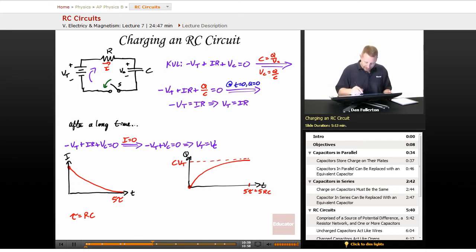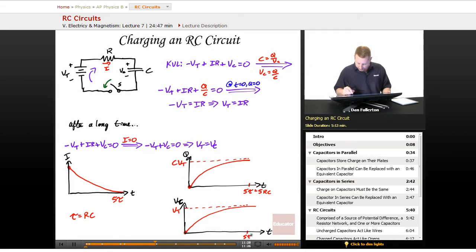And let's also look at the voltage across our capacitor. VC versus time. Initially, it acts like a wire, so the voltage across it must be 0. And after a long, long time, it works its way up until VC equals VT. So we'll have an asymptote here as well at VT. And again, this happens right around 5 tau, or 5 RC, where you get to 99% of that final value.